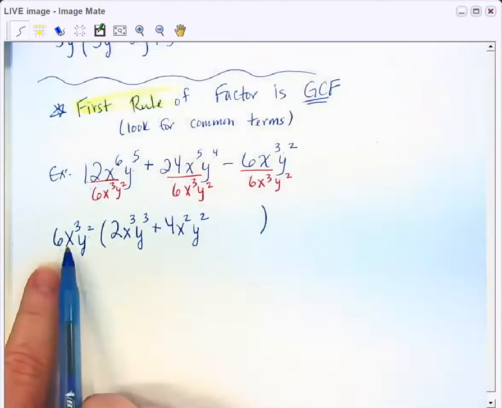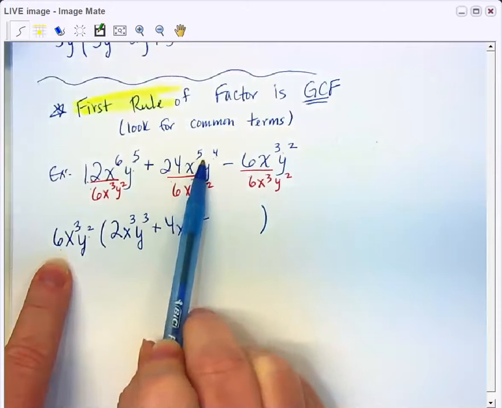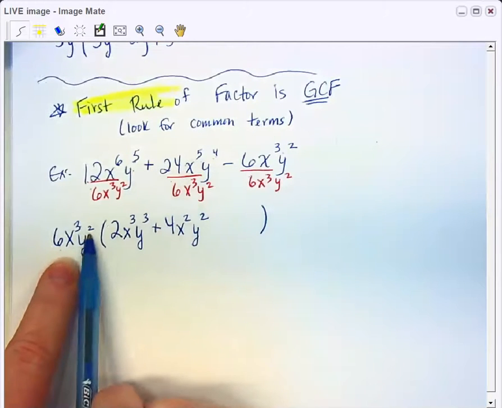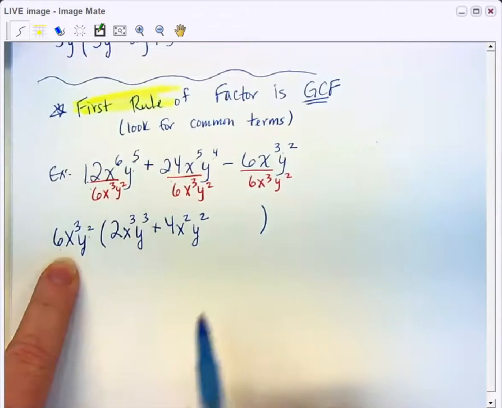The other thing we can think of is I have 3 of them out here. How many more do I need to make 5? My y's, I have 2 here. How many more do I need to make 4? So it's kind of like that also.